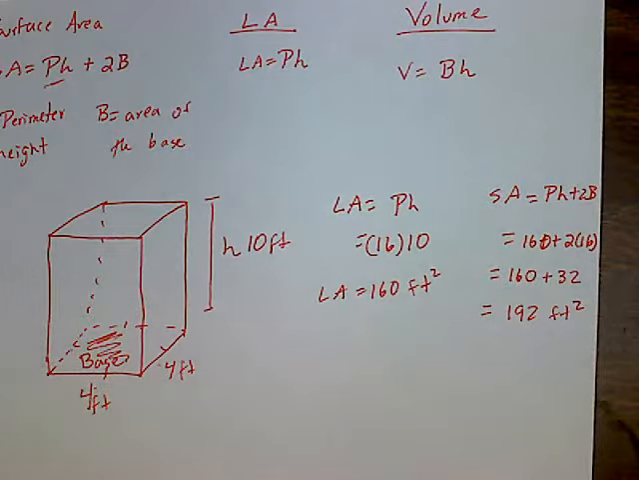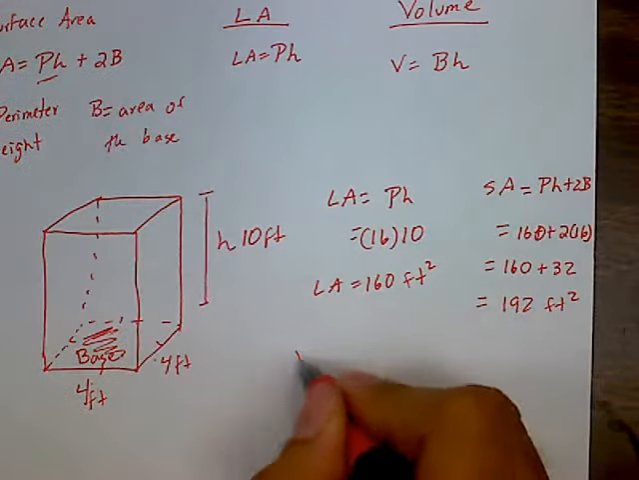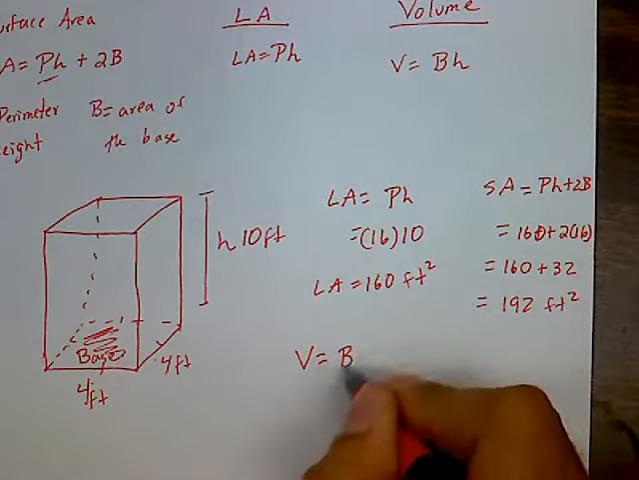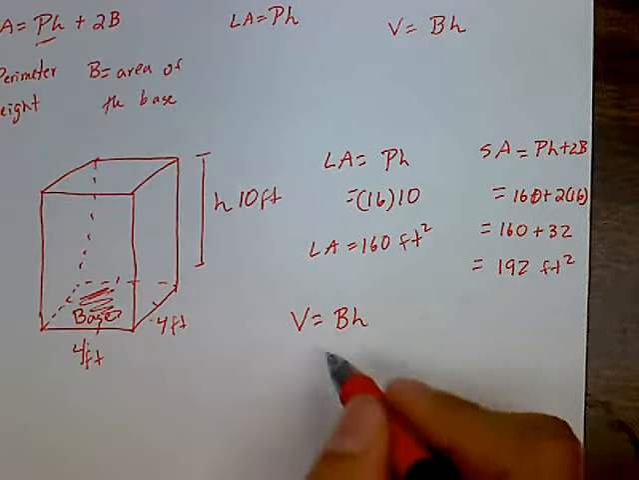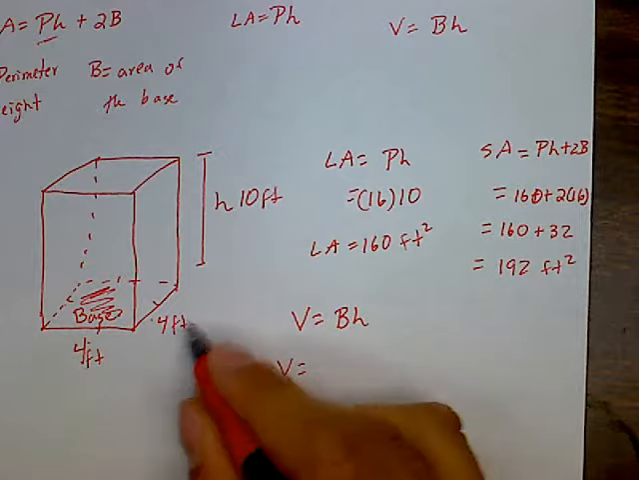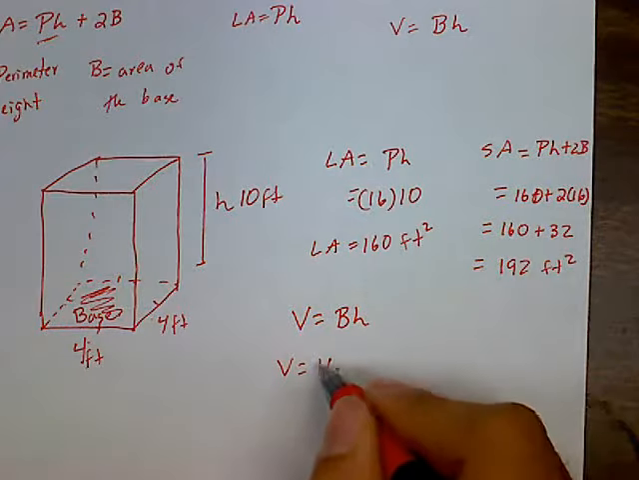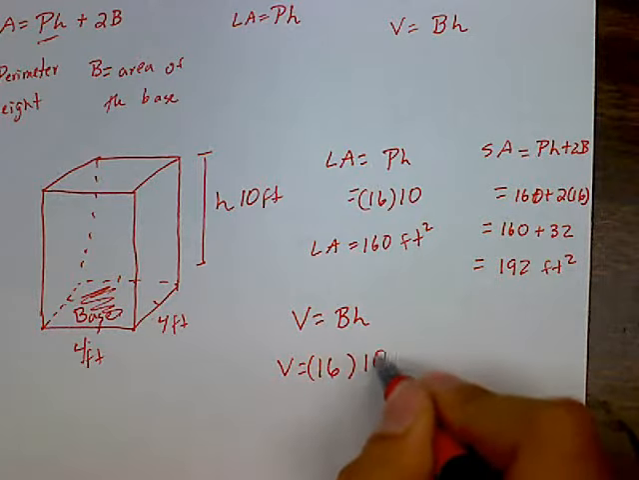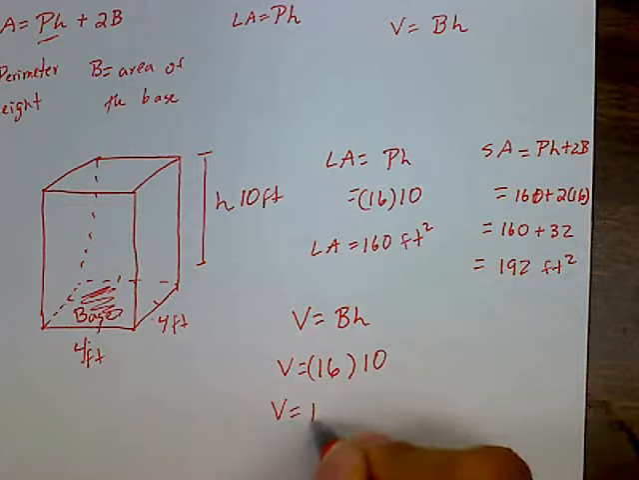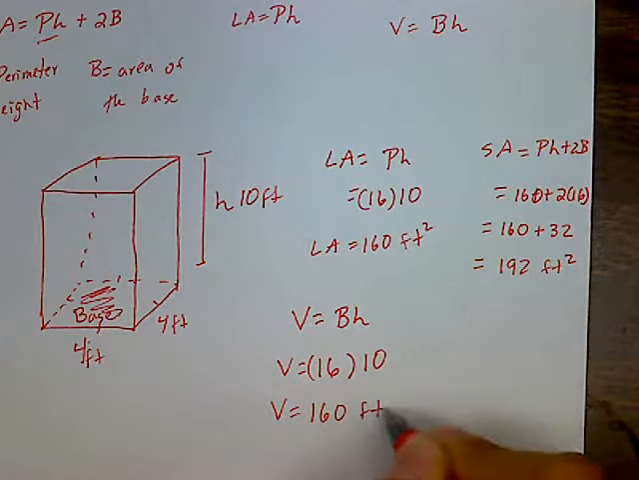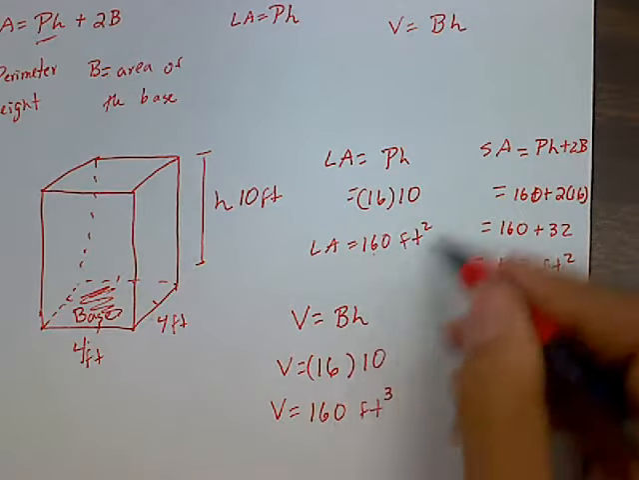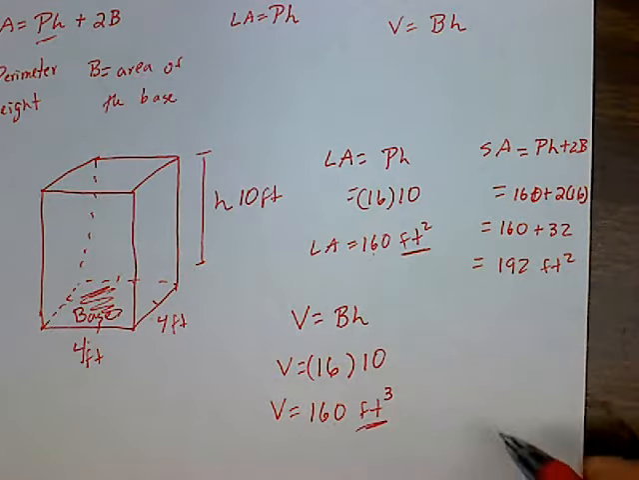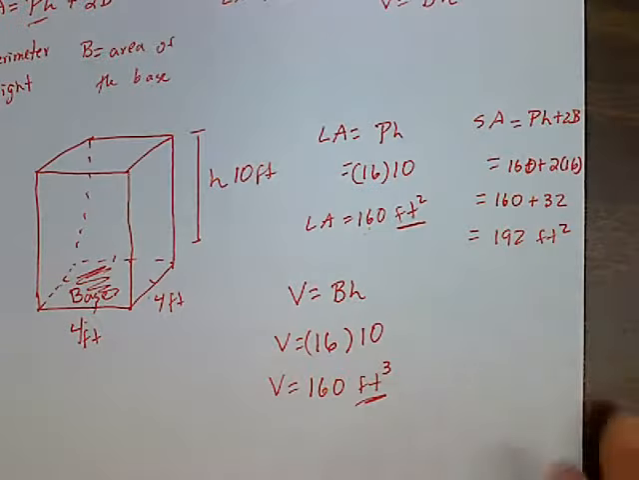The last thing is volume. The formula is area of the base times height. You should write it down every single time. The area of the base is 4 times 4, that's 16, times the height, which is 10, and so that gives you 160 cubic feet. Notice that these two have the same value, but the units are different, and that's okay, it can happen.